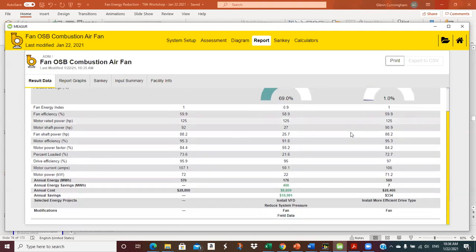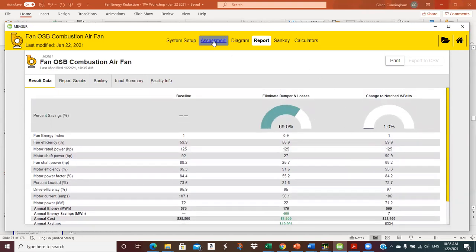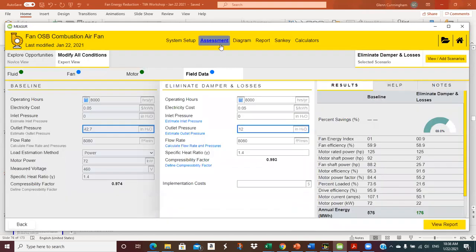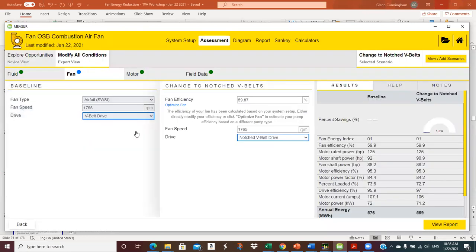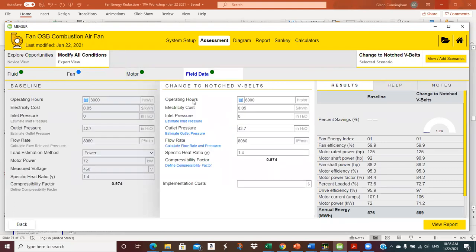Let's see. So now I've run one other thing. Let's go back to the assessment, and view, add scenarios. I went ahead and said, well, shoot, what if I talked about changing to a notch V? So this is the same field data. This is the initial scenario, the 42.7 inches of static.